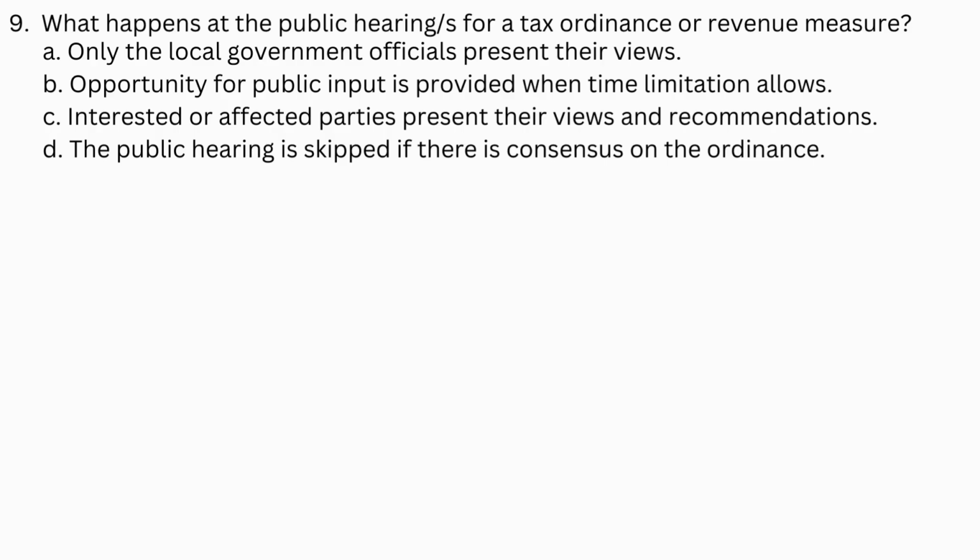Number 9. What happens at the public hearings for a tax ordinance or revenue measure? A. Only the local government officials present their views. B. Opportunity for public input is provided when time limitation allows. C. Interested or affected parties present their views and recommendations. D. The public hearing is skipped if there is consensus on the ordinance.